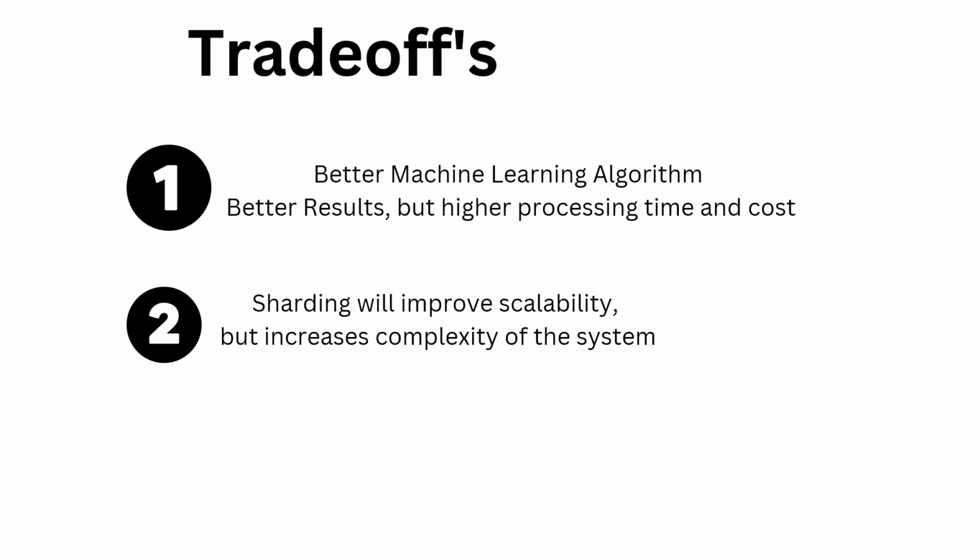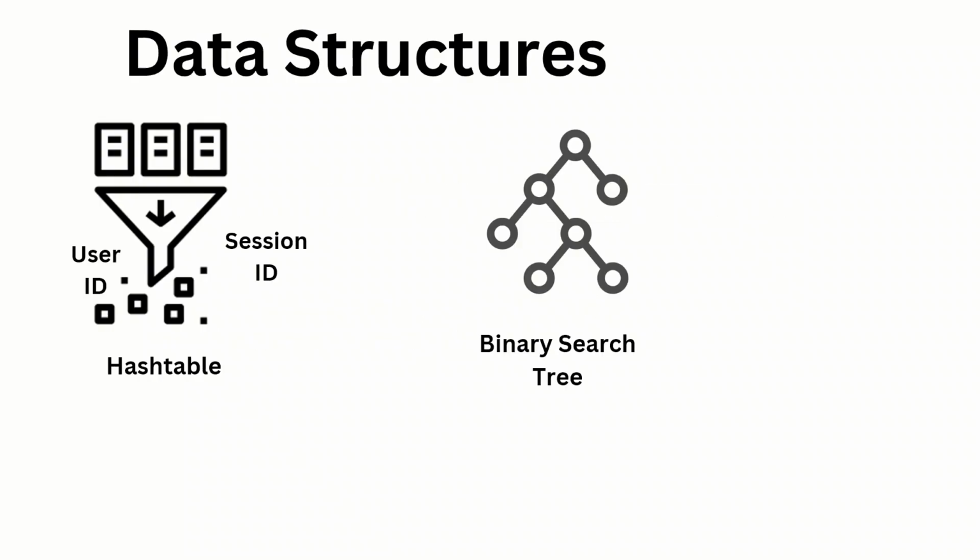Let us deep dive into low-level design. Data structures. To efficiently store and retrieve user behavior data, we can use hash tables and binary search trees. We can use hash tables to store user behavior data based on a unique identifier like user ID or session ID. This will allow us to quickly retrieve user data using constant time complexity O(1).